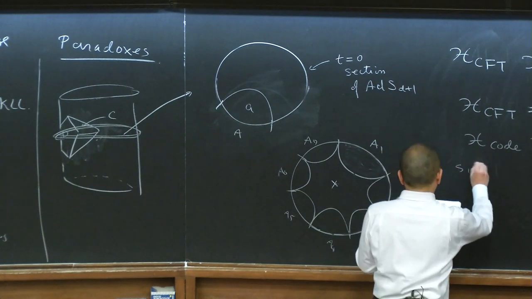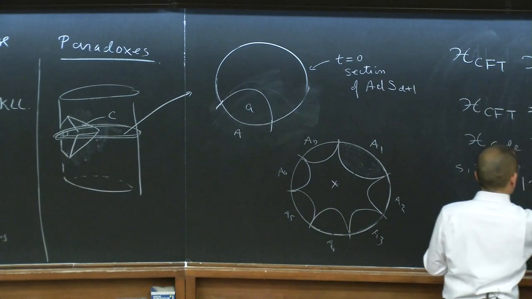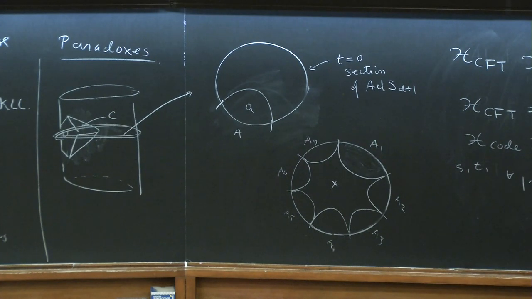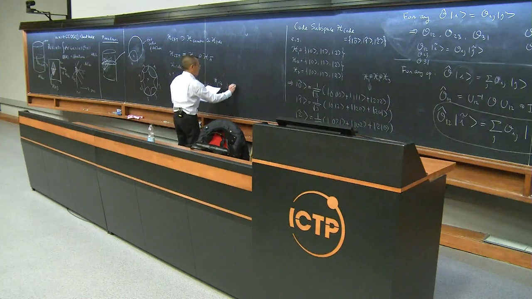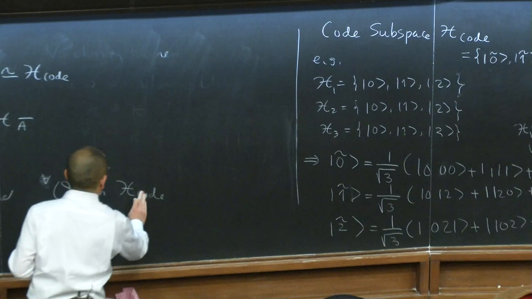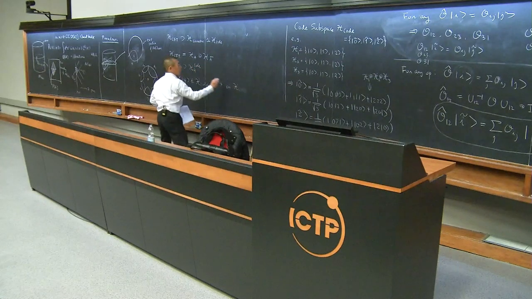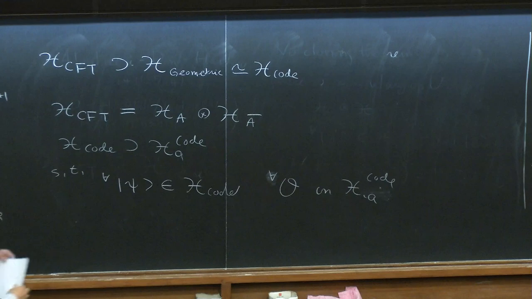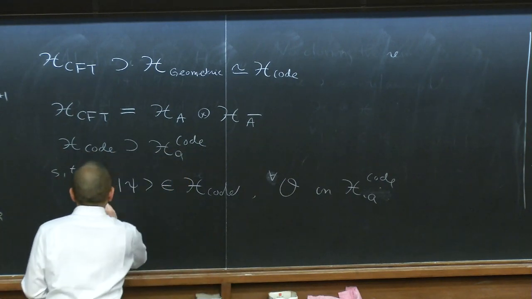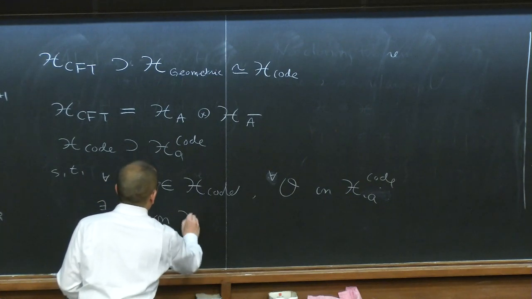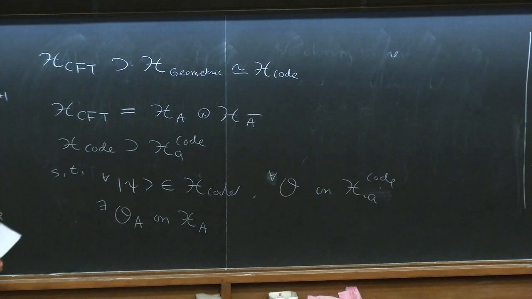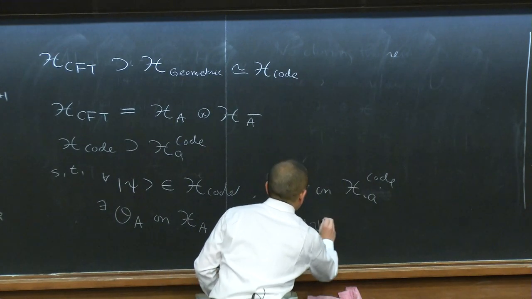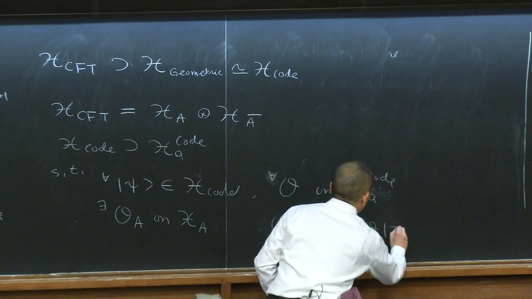Such that if I pick any state from this code subspace, and then if you pick any operator acting on the code subspace associated to this region, so for example, this local operator right here is an example of this, then there is some operator A acting on this region, such that OA acts exactly like O over here.